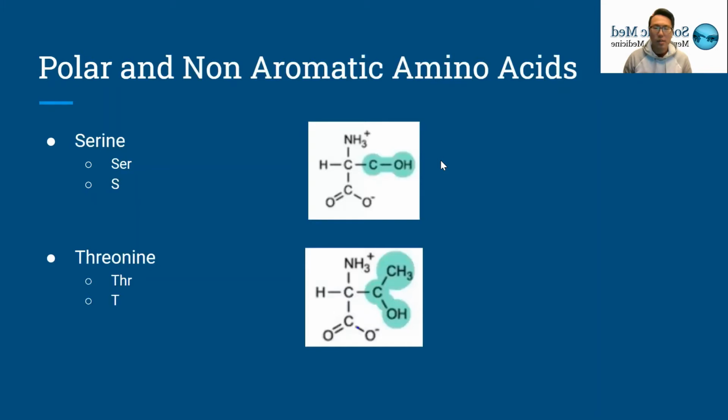And then these amino acids are polar but non-aromatic, so they don't have the conjugated ring system. The first one is serine, S-E-R, S, and it just has the carbon attached to the hydroxyl group. And the next one, threonine, T-H-R, T. This has just an extra carbon attached to the R group compared to serine.